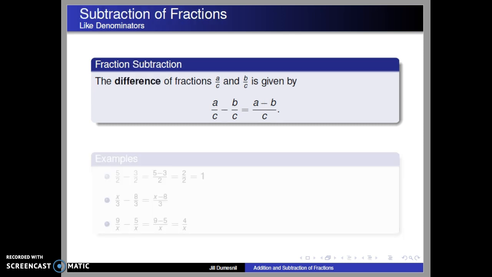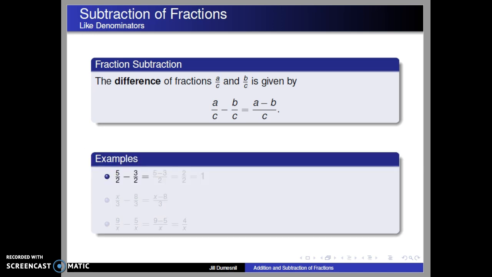Subtraction of fractions also requires a common denominator. To compute A over C minus B over C, we subtract the numerators, A minus B, and keep the common denominator C. Again, considering examples, we see that 5 over 2 minus 3 over 2 is 5 minus 3 over a common denominator of 2, or 2 over 2, which simplifies to 1.